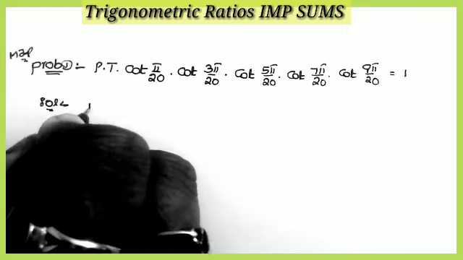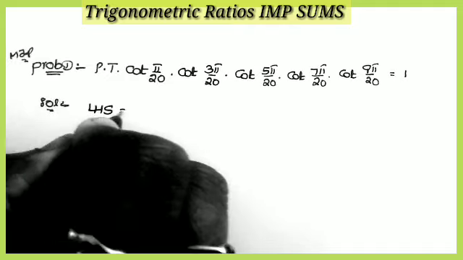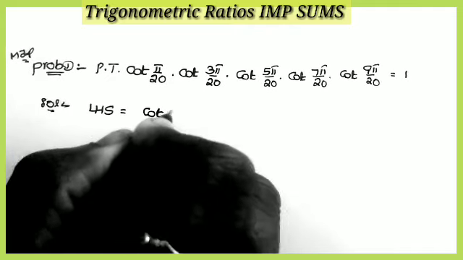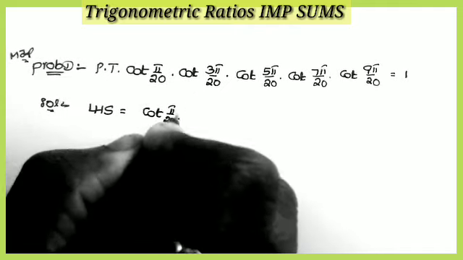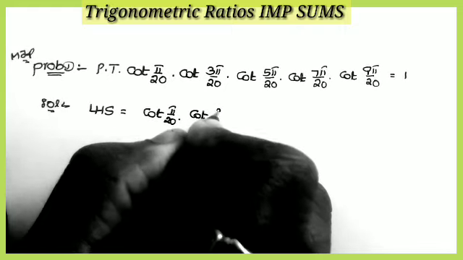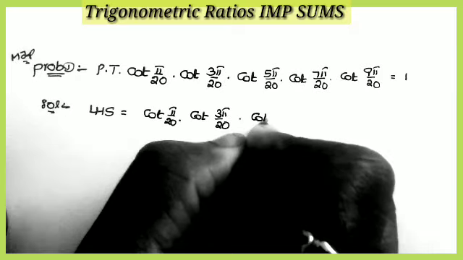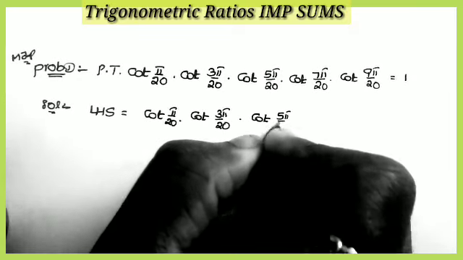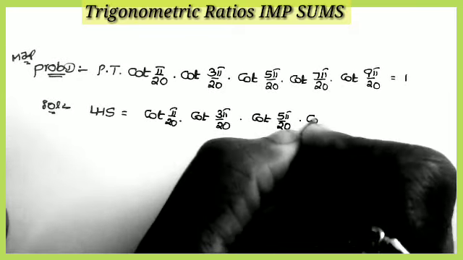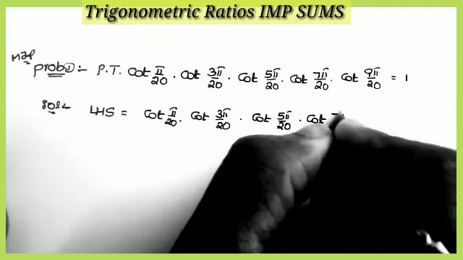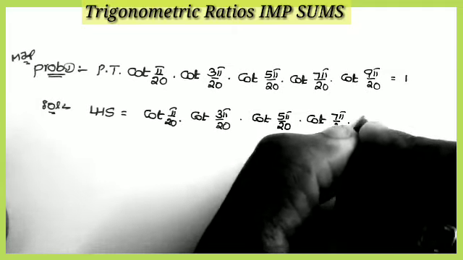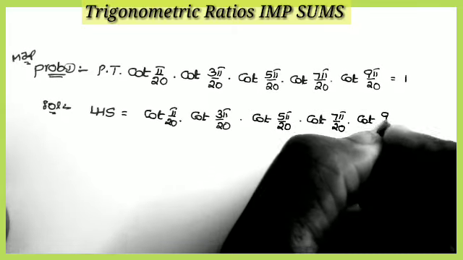For that, first I am taking the LHS. LHS is equal to, so what is given here? Cot pi by 20 into cot 3 pi by 20 into cot 5 pi by 20 into cot 7 pi by 20 into cot 9 pi by 20. So this is given. You have to simplify this to get the required answer.